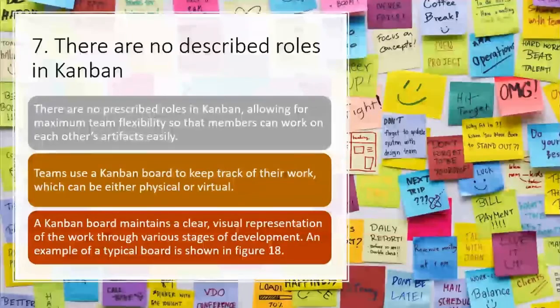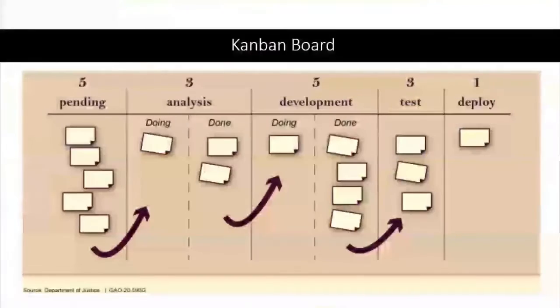Teams use a Kanban board to keep track of their work, which can be either physical or virtual. A Kanban board maintains a clear visual representation of the work through various stages of development. An example of a typical Kanban board is again shown here. This is from the GAO Agile Guide. Highly recommend you reading up.